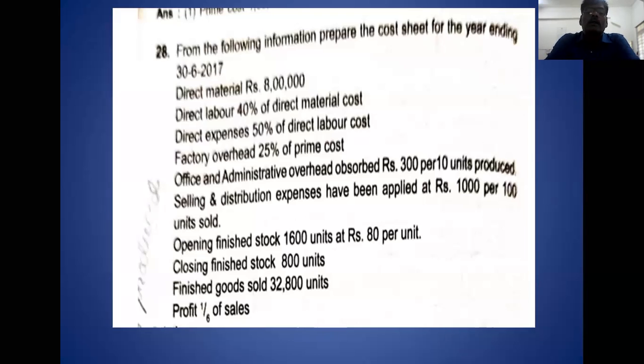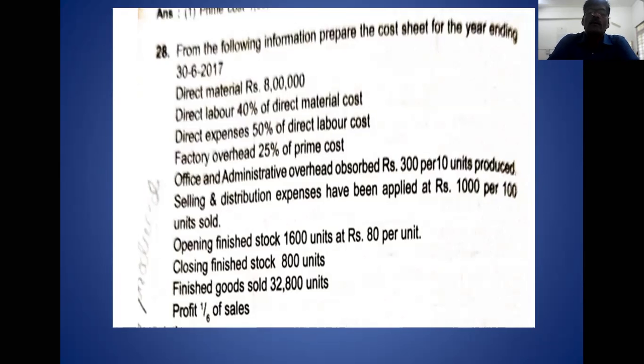Okay. The next is selling and distribution expense. The selling and distribution expenses are applied at 1000 per 100 units sold. Selling expenses, rupees 1000 for every 100 units sold. So you divide the 1000 rupees by 100 units, you will get selling and distribution expense per unit.